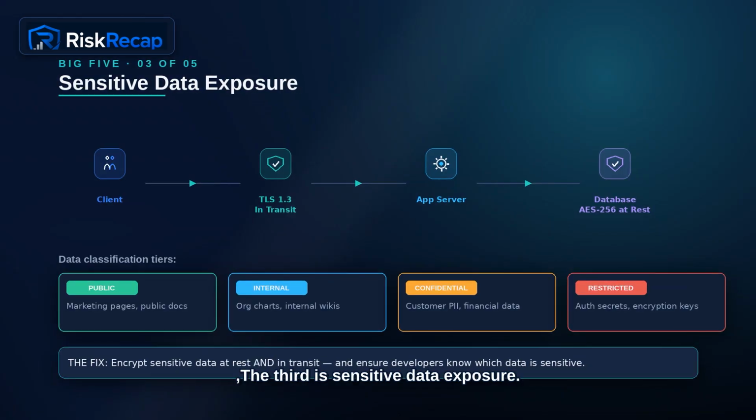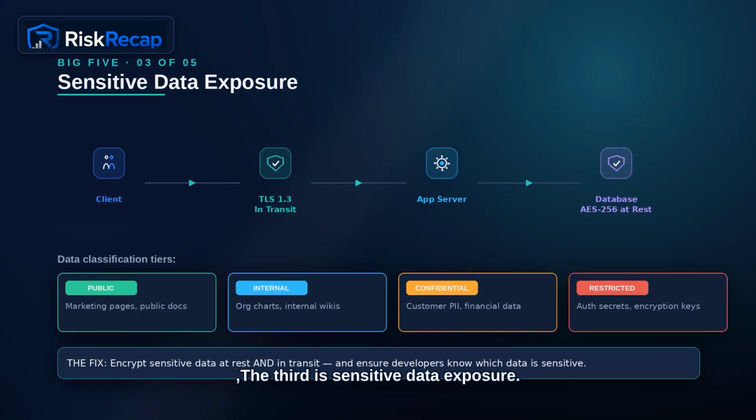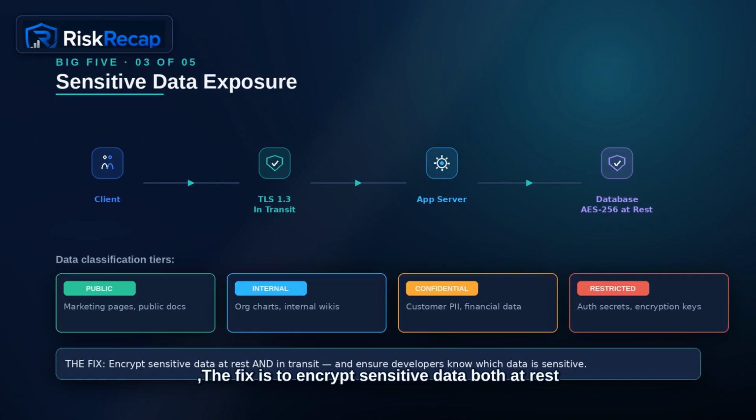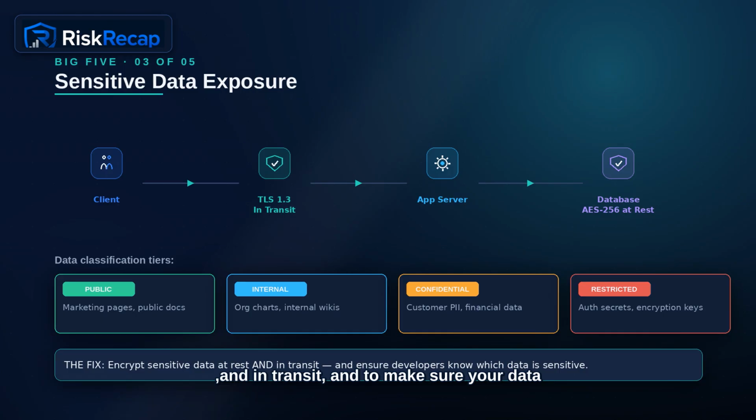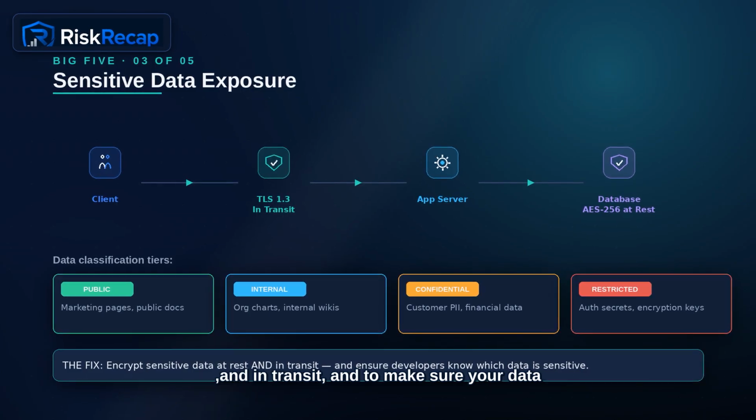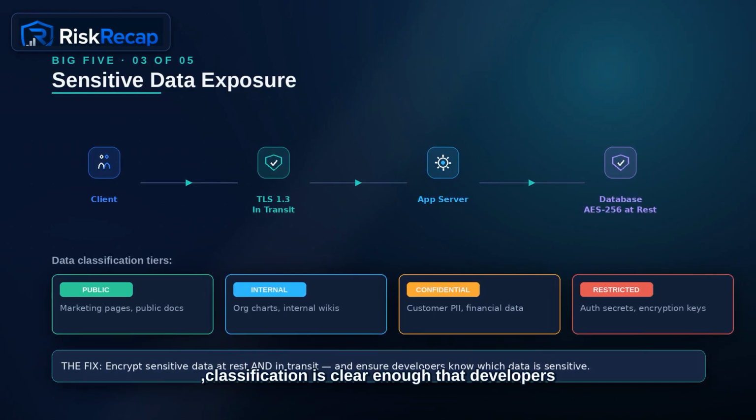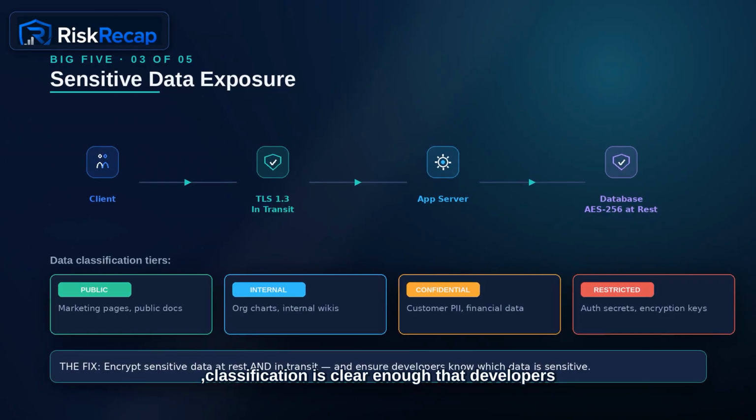The third is sensitive data exposure. The fix is to encrypt sensitive data both at rest and in transit, and to make sure your data classification is clear enough that developers actually know which data is sensitive in the first place.